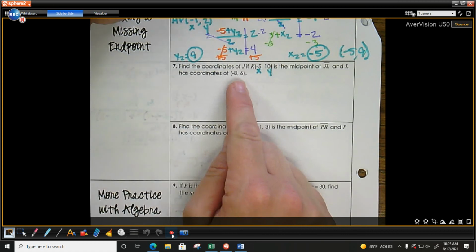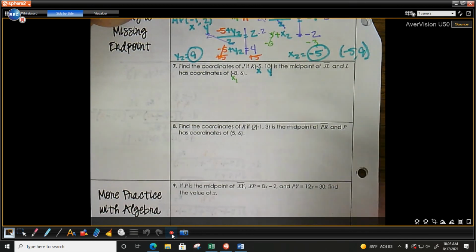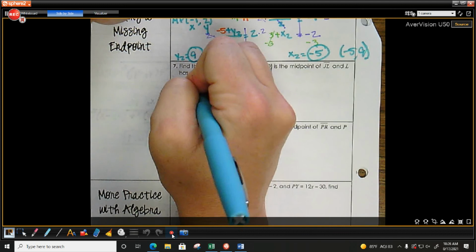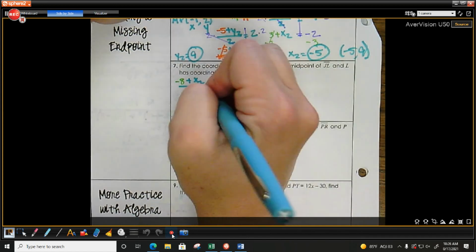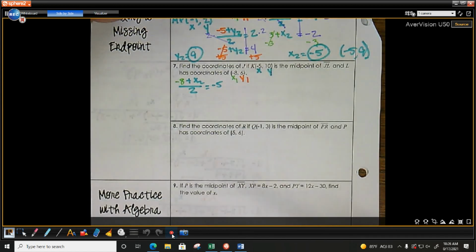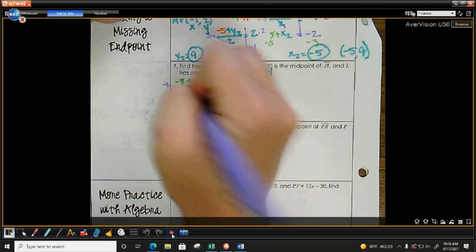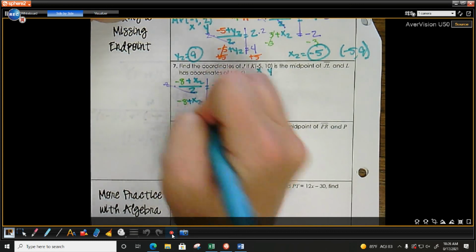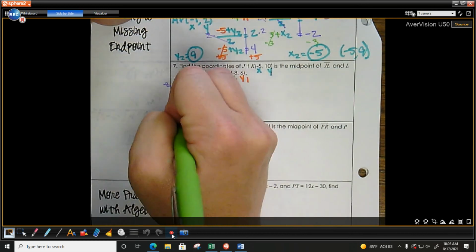So we're going to do our formula, which is x1, negative 8, plus x2 over 2 equals the x value of your midpoint, which is what? Yep, negative 5, you're right. Okay, solve this for x2. Multiply by 2. So then I have negative 8 plus x2 equals negative 10. What do I do next? Add 8. We get x2 equals negative 2. Good?